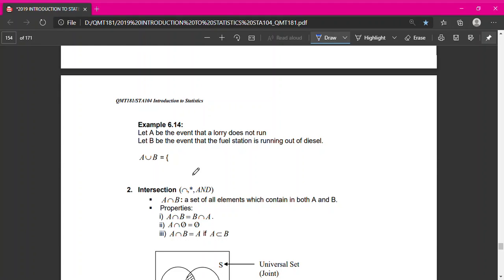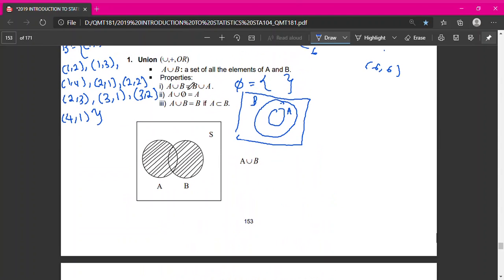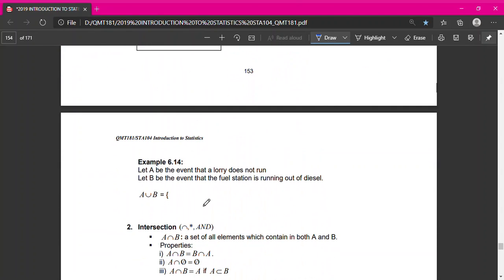Okay, contoh kat sini. Let A be the event that a lorry does not run. And then let B the event that the fuel station is running out of diesel. So, kalau kita nak buat A union B, it will be the event that a lorry does not run or, kan, perkataan dia or tadi kan, or the fuel station is running out of diesel.